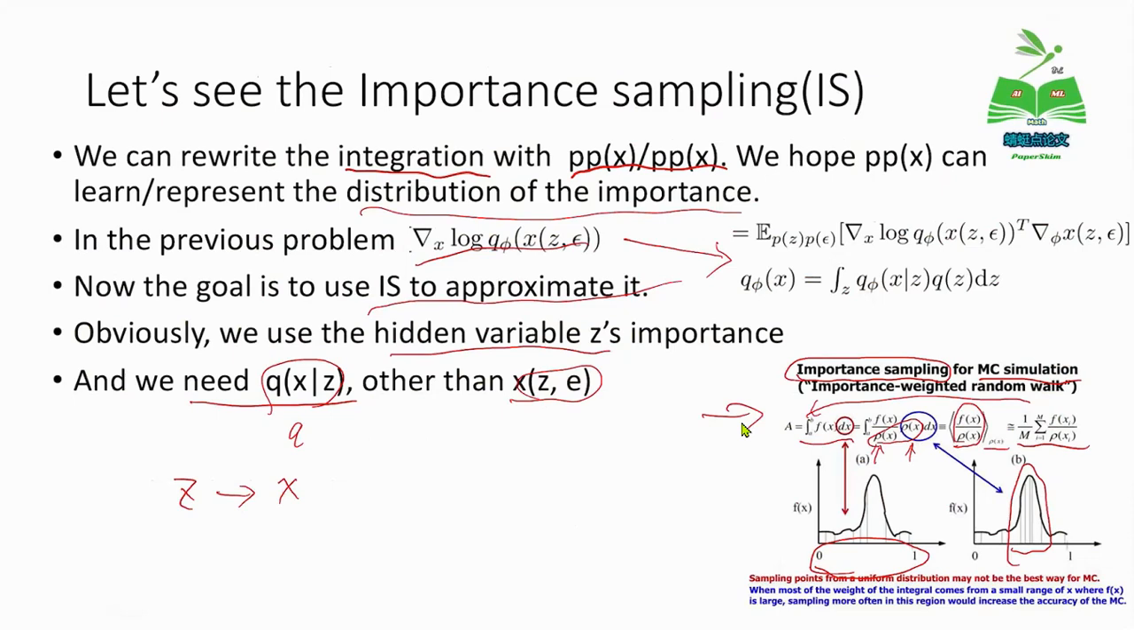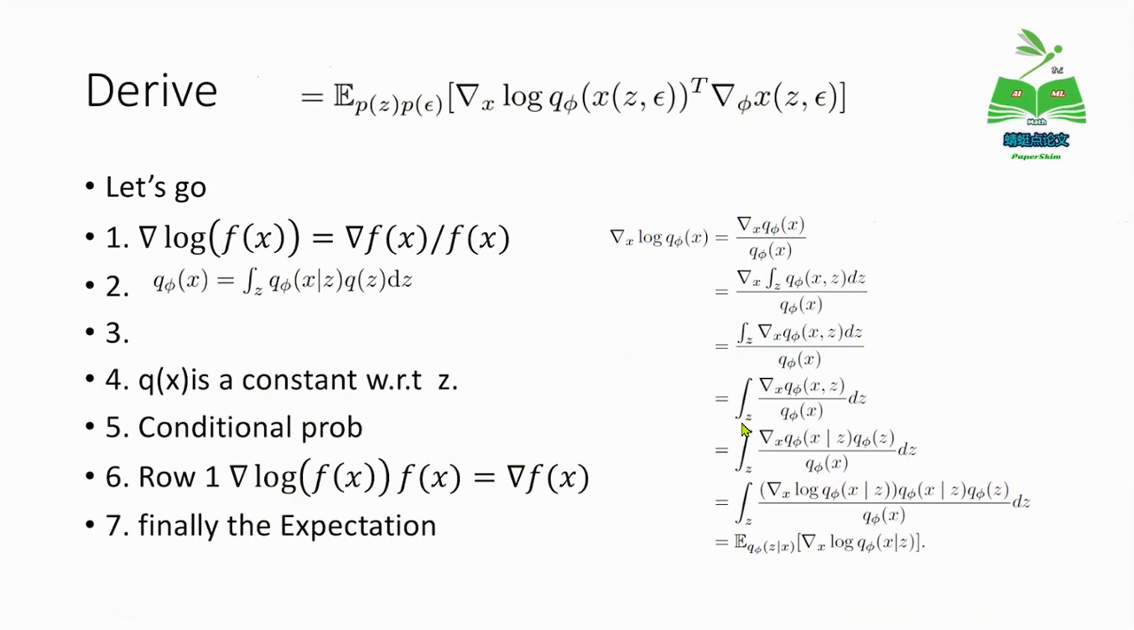So now we have the new target. We want to do the next: move this to something like q phi z given x, because now it's q phi x, or qz. From this definition, we have this formula. The gradient of log f(x) equals the gradient of f(x) divided by f(x), the first step.